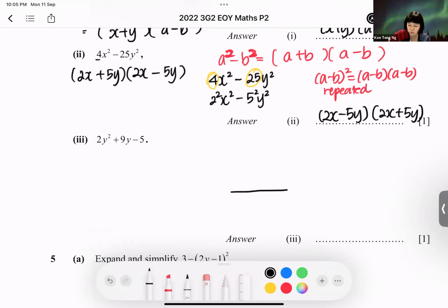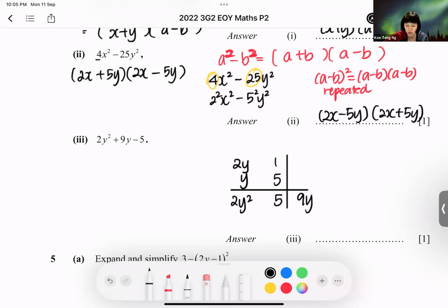But for me, I'll do my trial and error, and I'll use my calculator to double check my answers as well. Since I want a 2y square, I have 2y times 2y to give me 2y square. I need the number over here, 5. Something times 5, but I need a 9y. So I'll put 5 over here such that 2y times 5 cross over, 10y, then y times 1, y. Since I want a positive 9y, I always put my sign last to check. So positive 10 minus y.